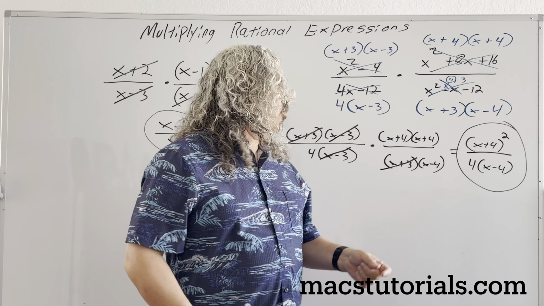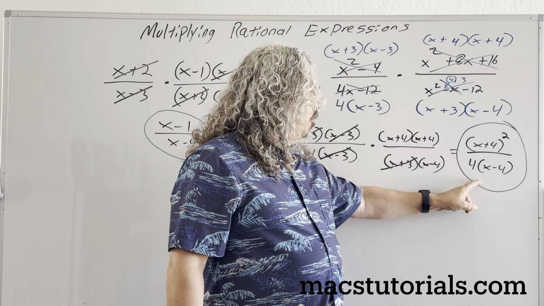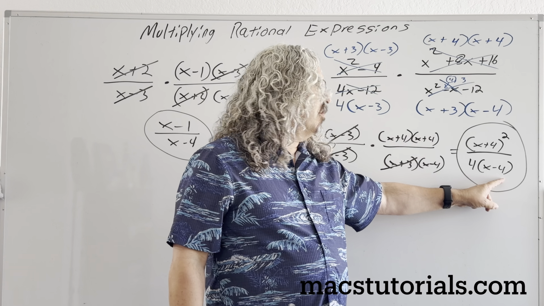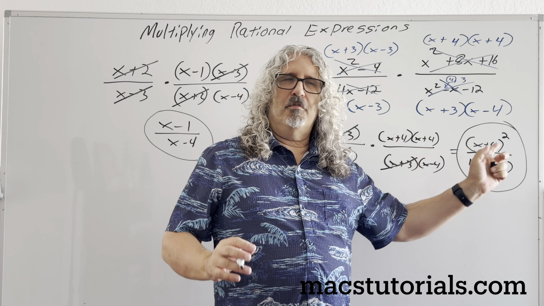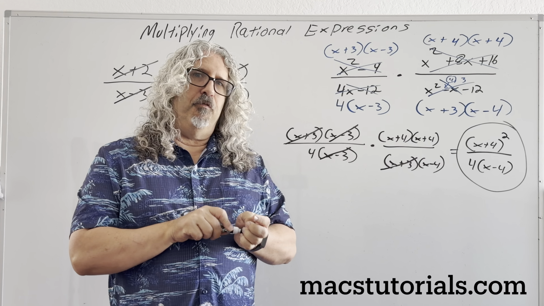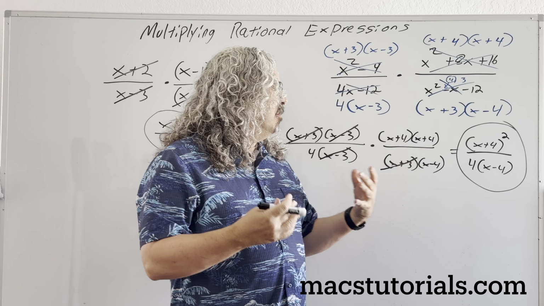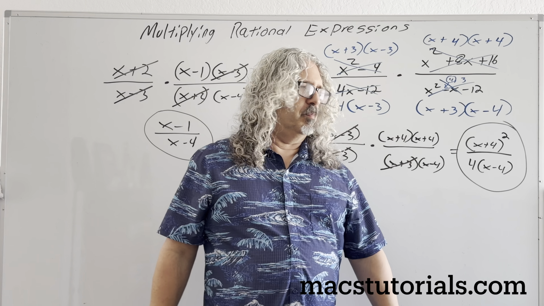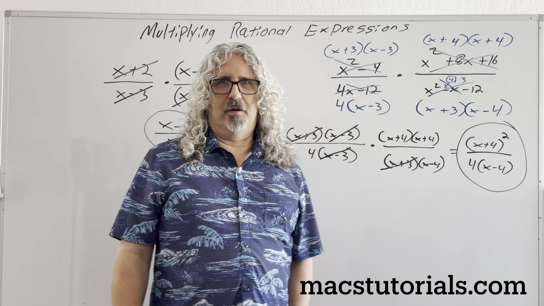Now you may ask yourself, should I distribute the 4 and get 4x minus 16? Should I multiply out the x plus 4 twice? No. We want to always leave them in the fully factored form, meaning in the form where it's showing things are being multiplied. So this would be considered the final answer.